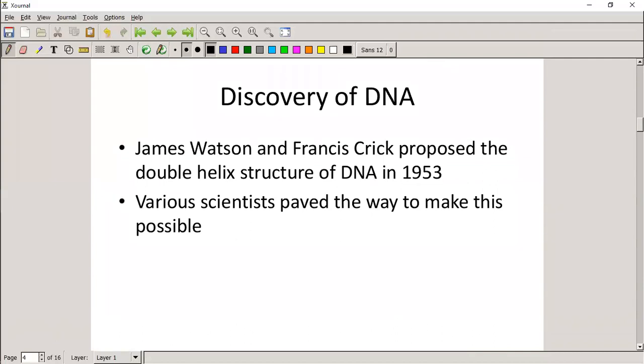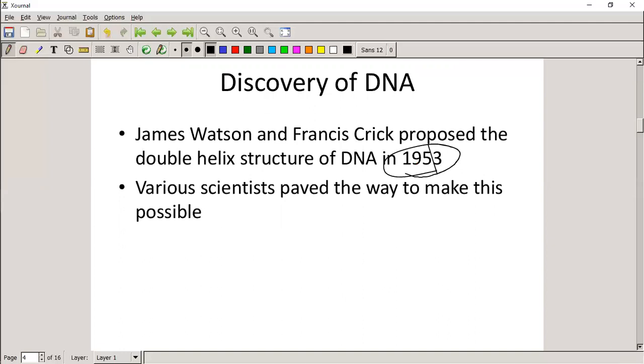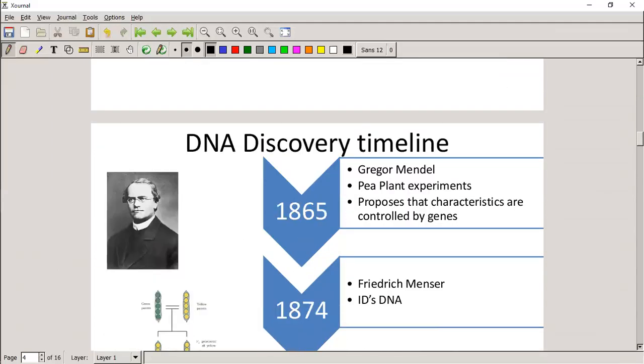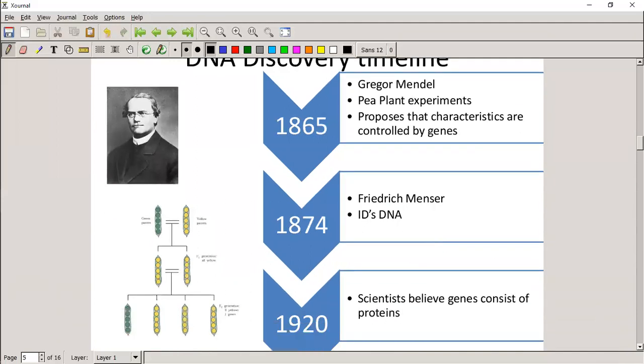Okay, so the discovery of DNA. The first structure of DNA was hypothesized by James Watson and Francis Crick. And they proposed that the DNA consists of a double helix, and they did this in 1953. So in terms of genetic studies, it's actually quite a recent discovery. Various scientists paved the way to make this possible, and there's a very interesting story around this. So let's go through some of these scientists.